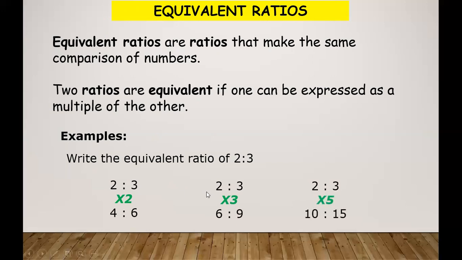Make sure that when you find the equivalent ratio, you think of a number and use the same number to multiply both parts. So 2:3 is equal to 4:6, 2:3 is also equal to 6:9, and 2:3 is also equal to 10:15. All these ratios, 4:6, 6:9, and 10:15, can be simplified to 2:3.